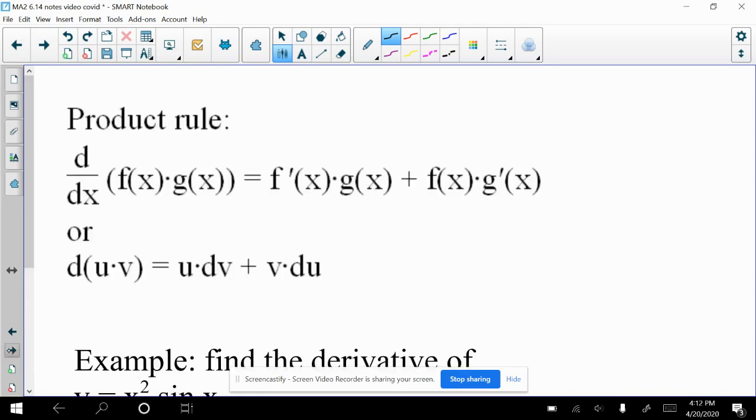So let's go back to that example. Here you can write it out these two different ways: f prime of x times g of x plus f of x times g prime of x. Or if you say the derivative of a function u times a function v is u dv plus v du.